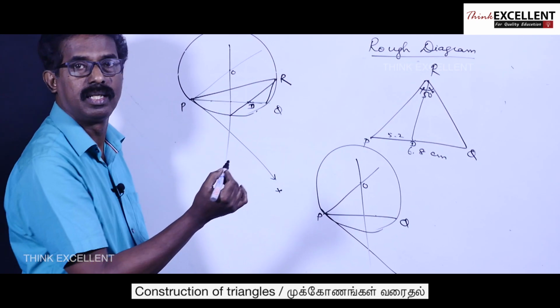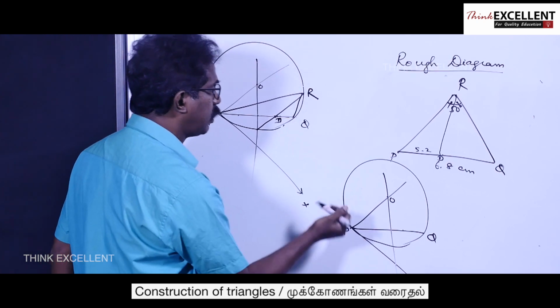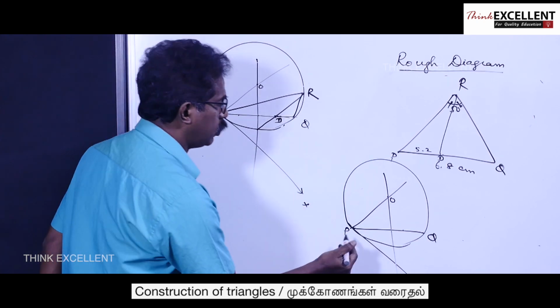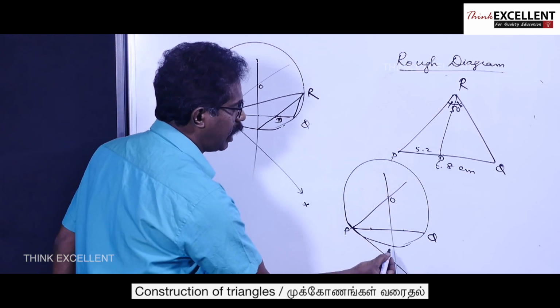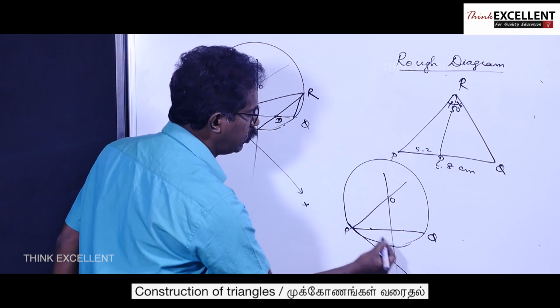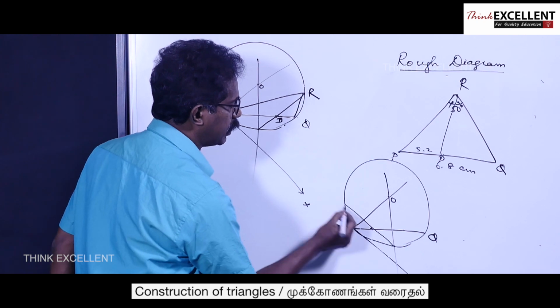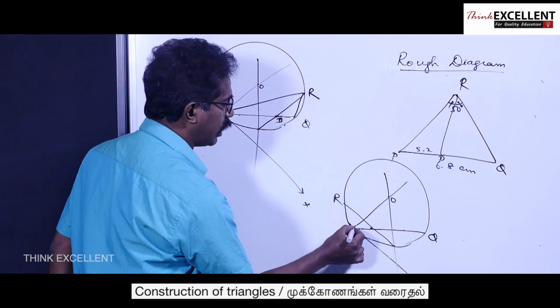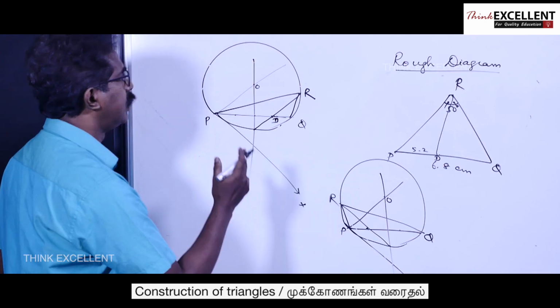Suppose it is less than half, the point will come this side, right? Suppose if instead of 5 they give 2, 2 will be somewhere here. Now this point and that point you join. If it is 2, you join this one. You'll get, it will meet somewhere here, and this is our R in that case. Okay, this is a triangle. So it depends on the length they give.